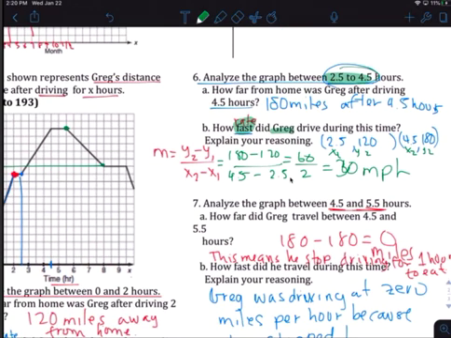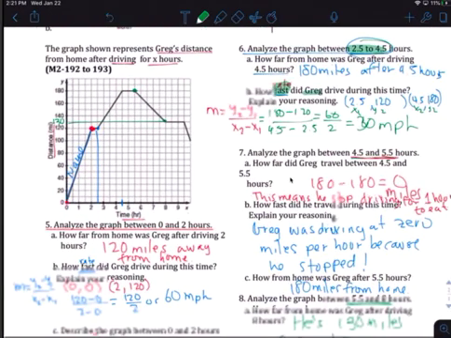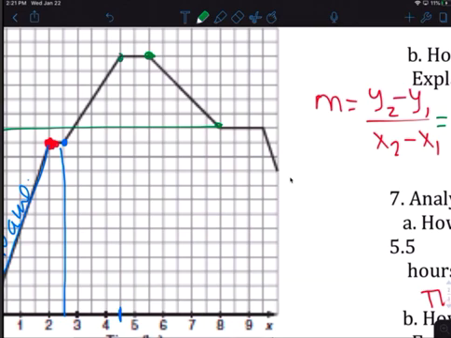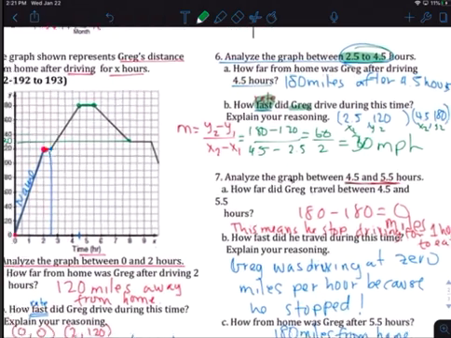Okay? And then here, analyze the graph between 4.5 and 5.5. Students, if you have detention today, please, detention will be in the NPR.